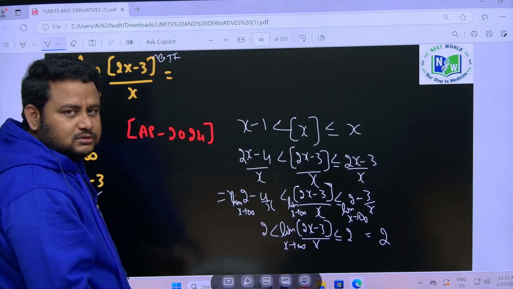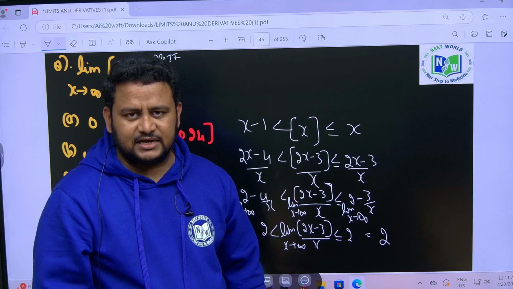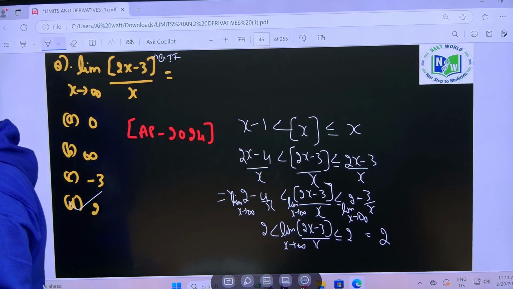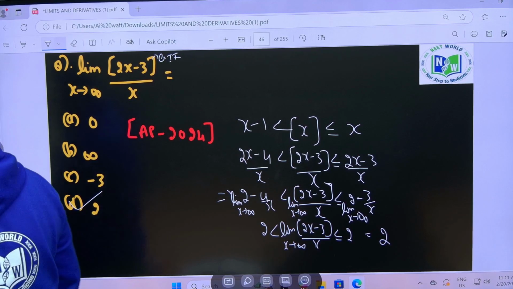Alright friends, understood how to solve this one? Is it clear? Have a look at it once. So let us move to the next question.